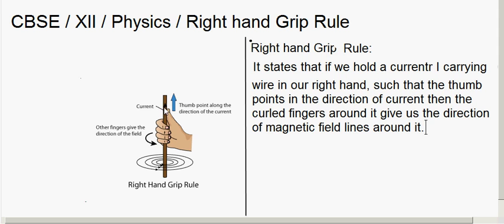So, if the current is upward like this, then the fingers curl in the anti-clockwise direction. So the field lines around the conductor will be in the anti-clockwise direction as shown in this figure. Hold the conductor in your right hand in such a way that the thumb points in the direction of the current. The curled fingers will give you the direction of the field.